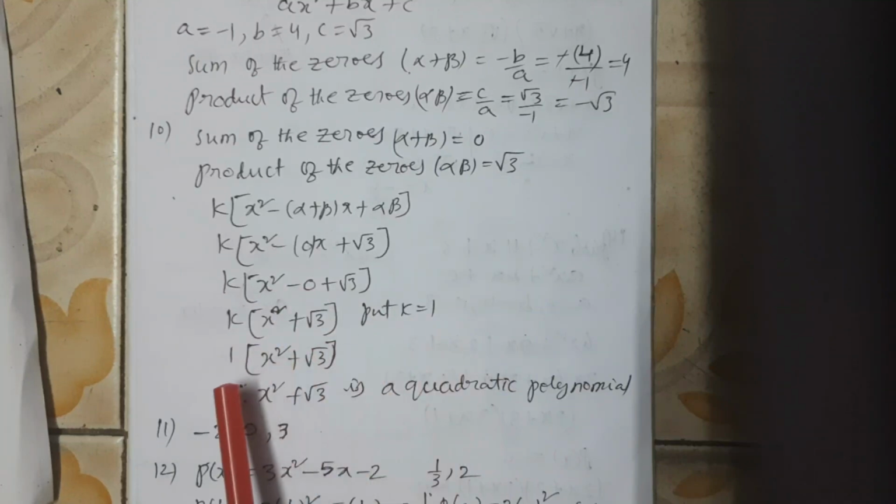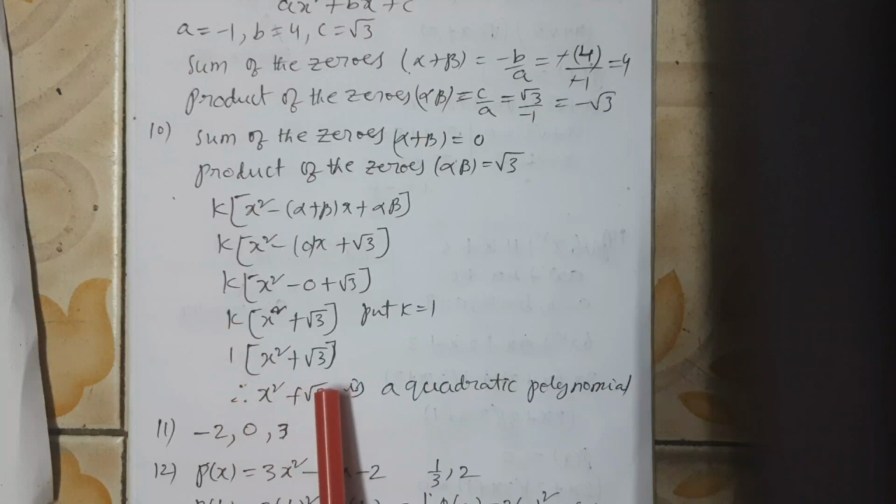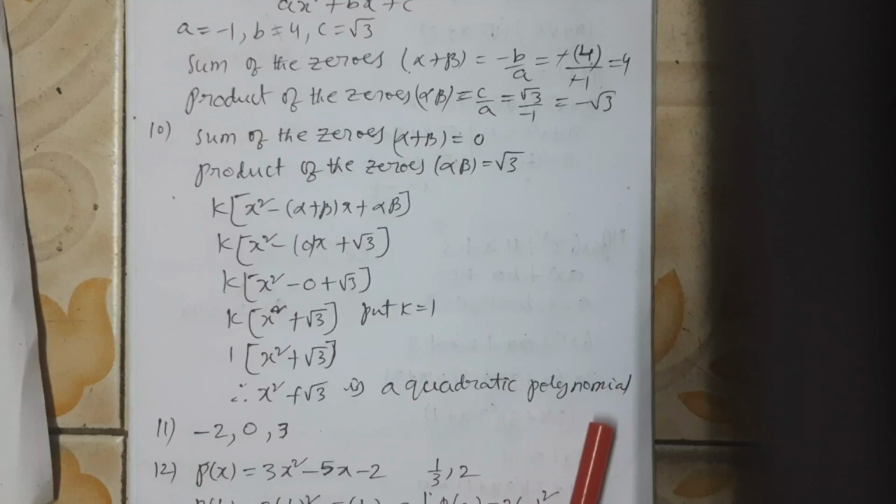Put k is equal to 1, so 1 into x square plus root 3. Therefore x square plus root 3 is a quadratic polynomial. It is the required polynomial.